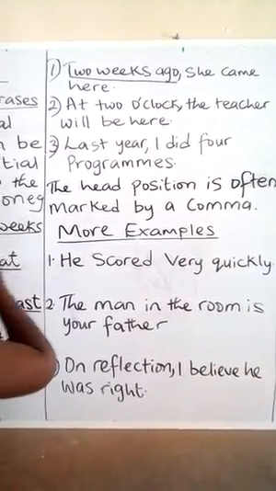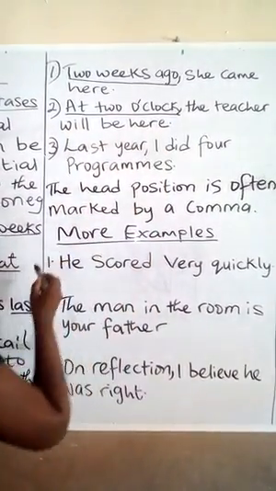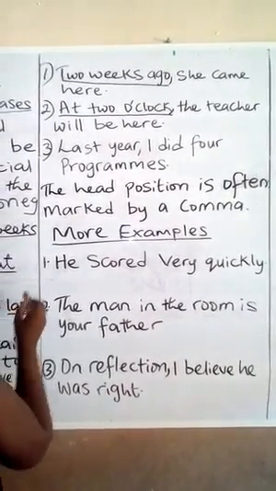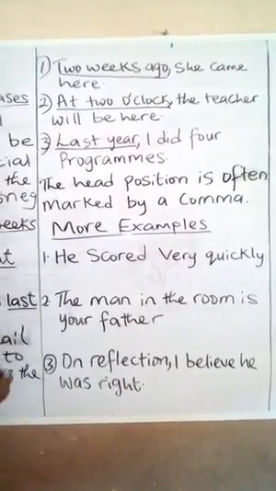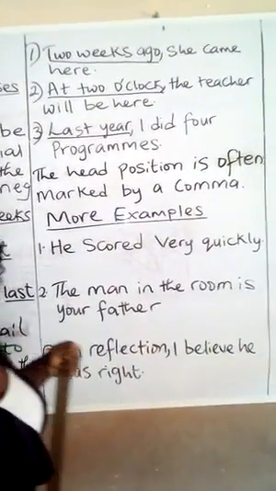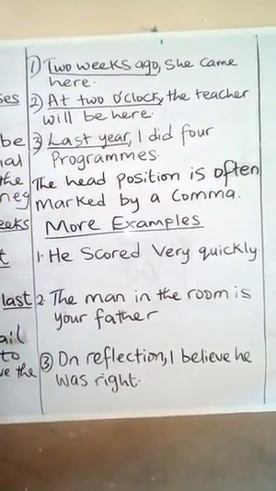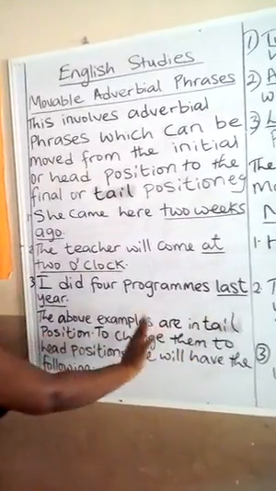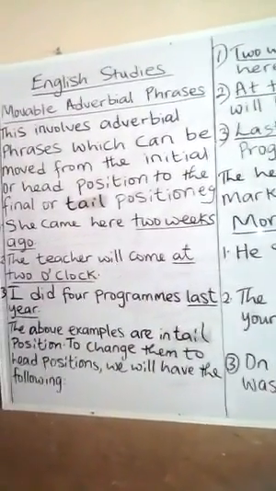Number 2, at 2 o'clock, the teacher will be here. So at 2 o'clock becomes our head sentence. Last year, I did 4 programs. So last year becomes our head sentence. Take note that head sentences are mostly marked with a comma. That's how you identify your head sentence. But for our tail sentences, they give you an idea of what the subject is doing. They are mostly at the end of the sentence, and they are not marked with a comma. So take note of that.